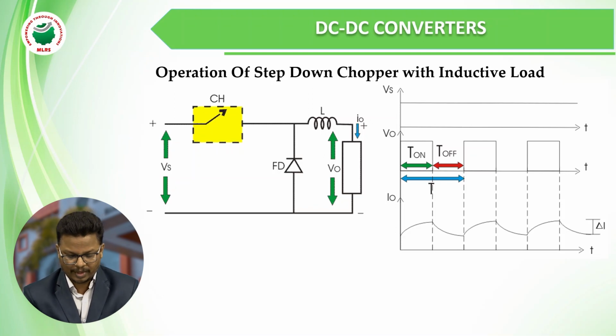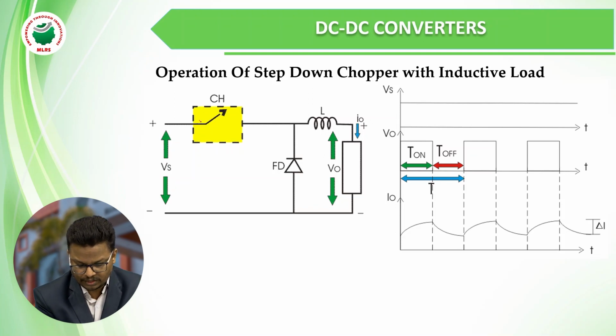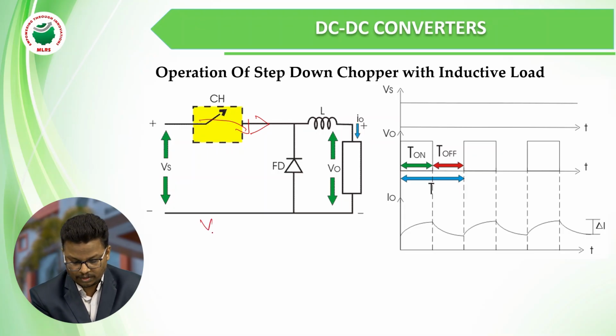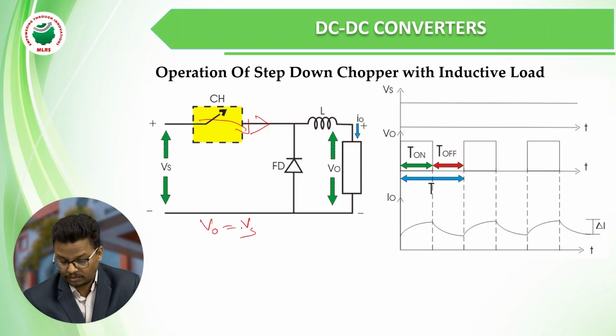Okay, in the same manner, we know when the switch is on, the current will flow through the L to the output. Okay, and the voltage V0 is equal to Vs. So here we will get V0 in the on time. After some time period, we are going to turn off the switch so that the output voltage equals 0.